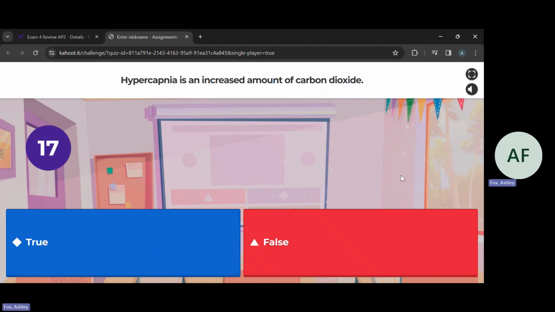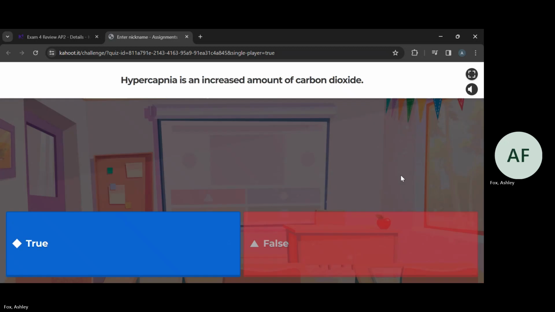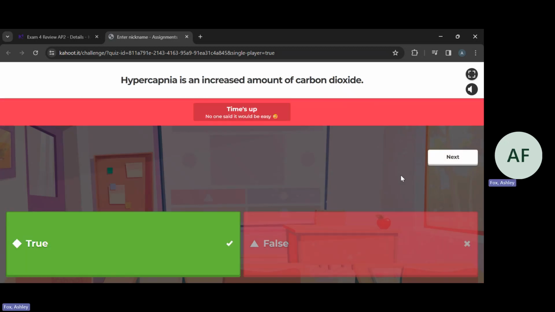Hypercapnia is an increased amount of carbon dioxide, true or false? This is true. Hypocapnia is a decreased amount of carbon dioxide. Hypercapnia is an increased amount. So this is where you are not breathing as much because you're keeping carbon dioxide in. Hypocapnia is breathing too much and pushing out too much carbon dioxide.